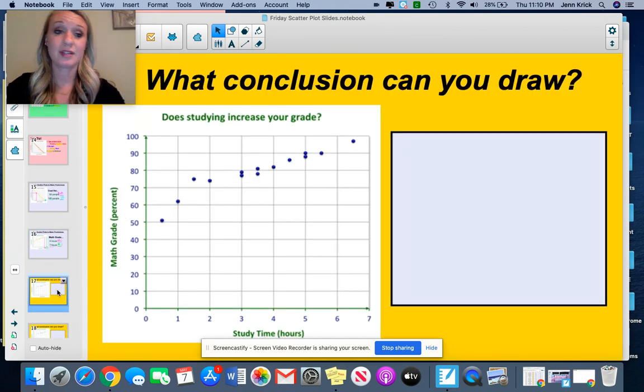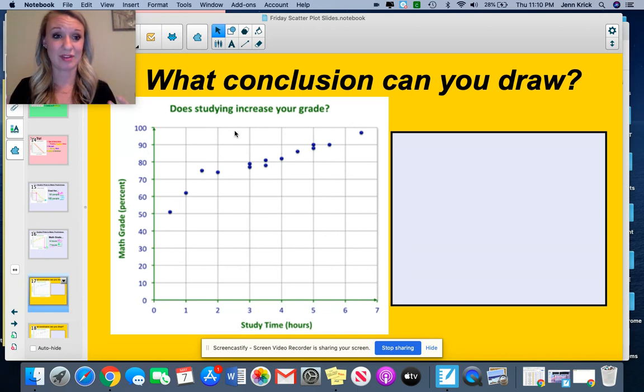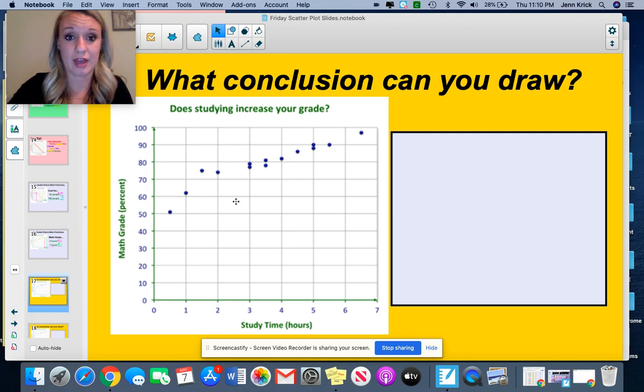Now, very last thing that I'm going to talk about, and then I'm done, I promise, is drawing conclusions from scatter plots. This is probably the most important skill that you could take away from this lesson and this whole unit. That means that you're looking at a graph and you're making a statement from what you see. If I asked you to draw a conclusion from this graph, look at your 2 axes here. We're talking about study time in hours and math grade. What can you tell me? What's that broad statement that you can make about the data?